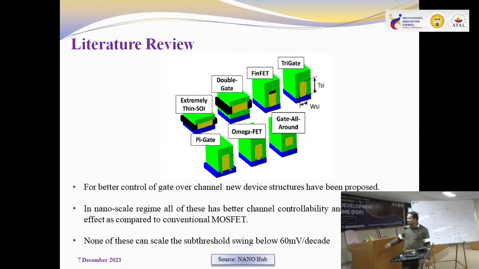Extremely thin SOI, double gate. Double gate means the gate is on both sides. FinFET, tri-gate, pi gate, omega gate, gate all around, where the gate is everywhere.